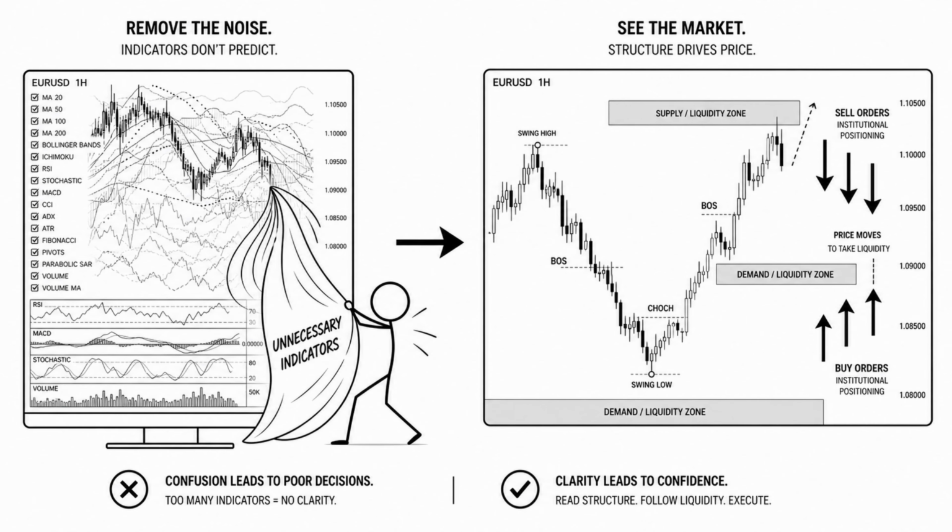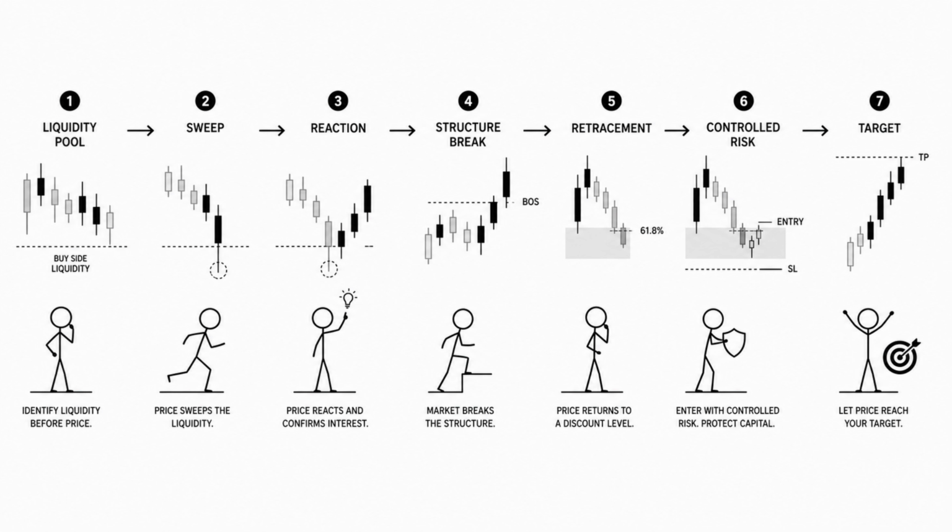So, what is the Forex strategy banks don't want you to know? It's not a secret indicator, a guaranteed pattern, or a hidden button that tells you exactly where the market is going. The real lesson is to stop looking at Forex as a collection of candles and start looking at it as an auction where liquidity, orders, positioning, and market structure interact. The framework is simple: find liquidity, wait for the sweep, watch the reaction, confirm the structure, wait for the retracement, define your risk, and target logical areas.